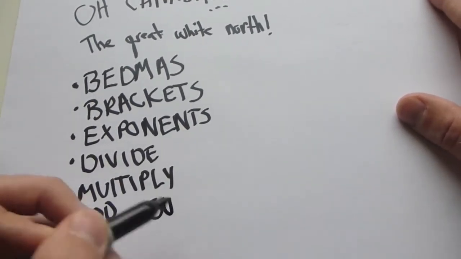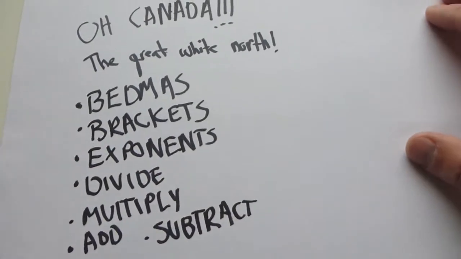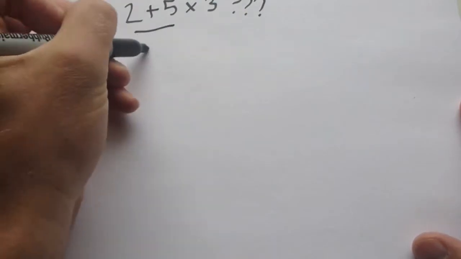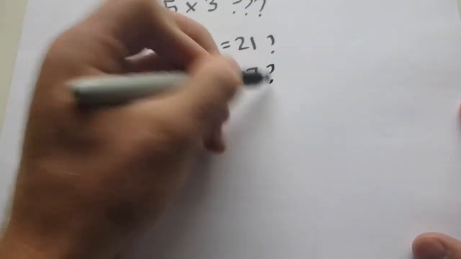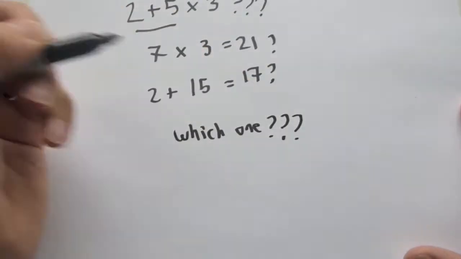But these are really all just mnemonic devices to remember the order of operations. So let's consider an example. How about 2 plus 5 times 3? Well, is it 7 times 3 equals 21? Or is it 2 plus 15 equals 17?